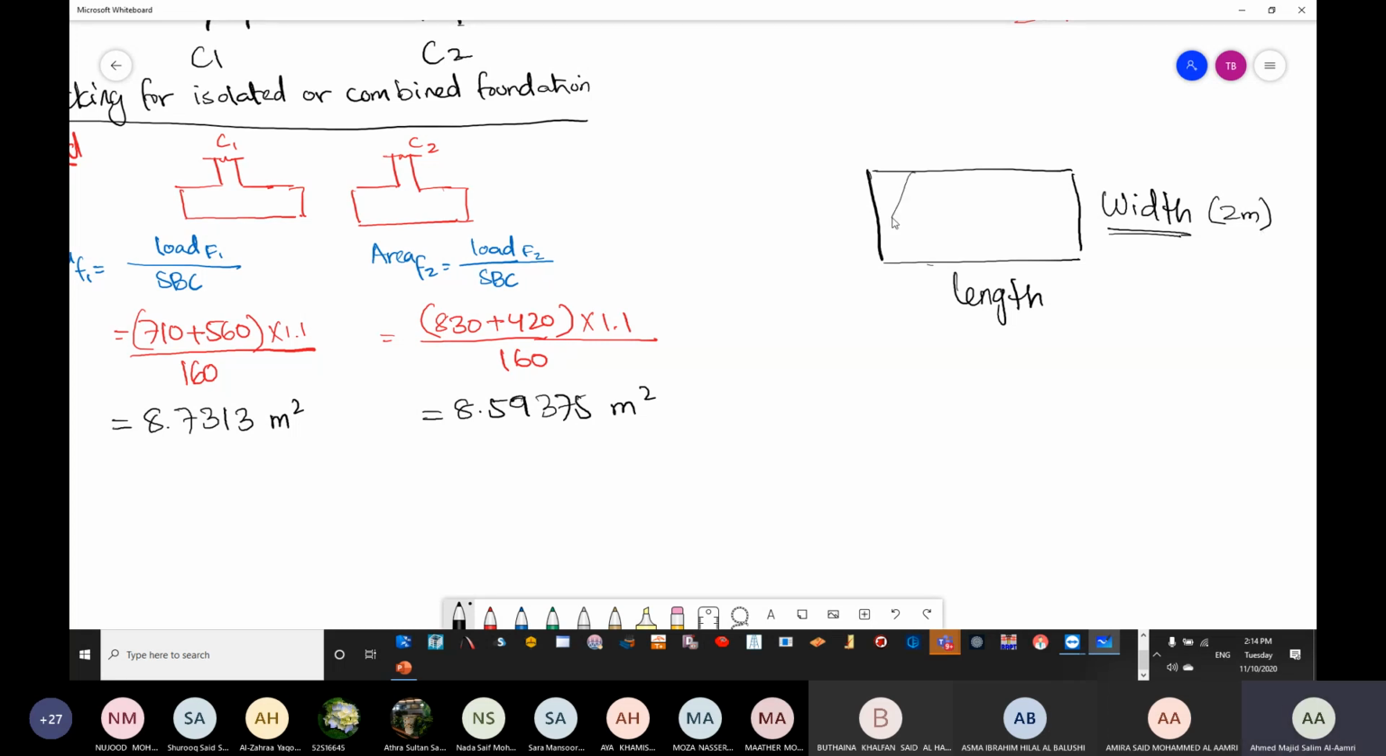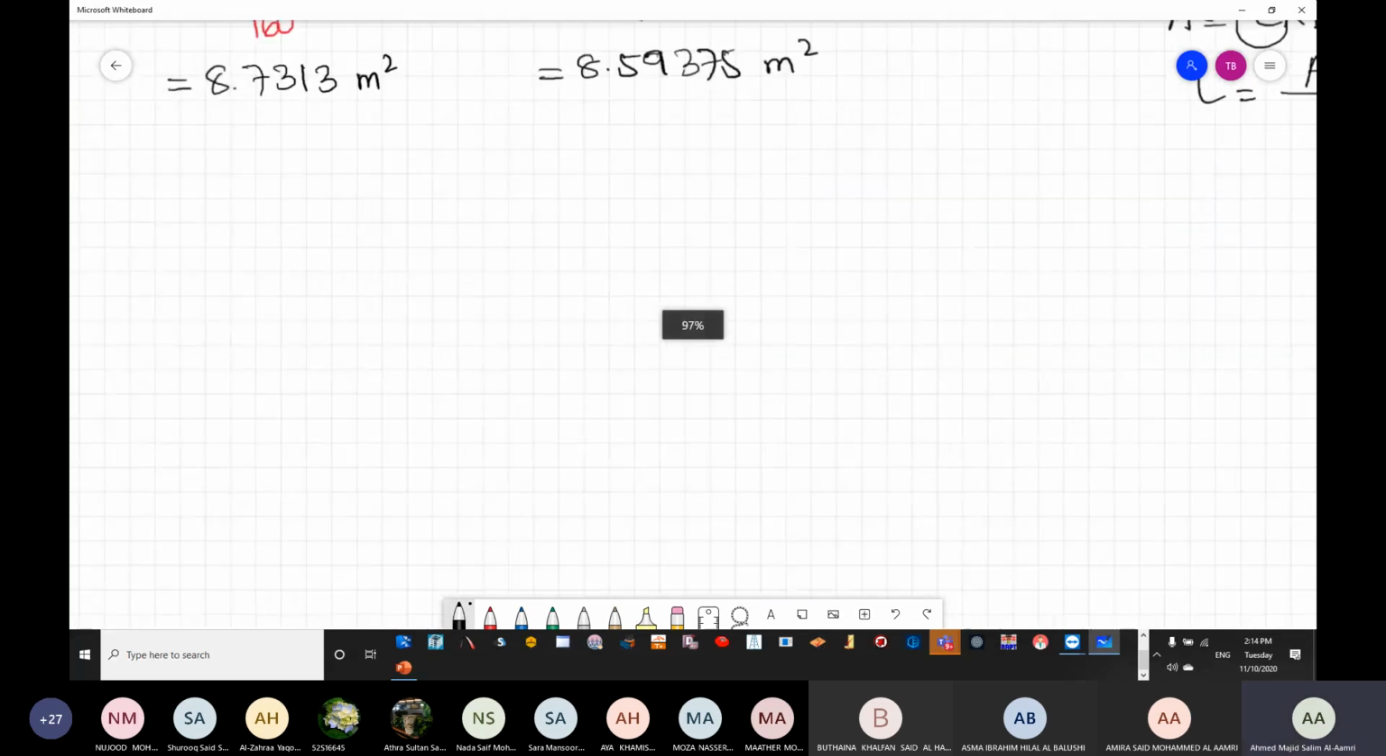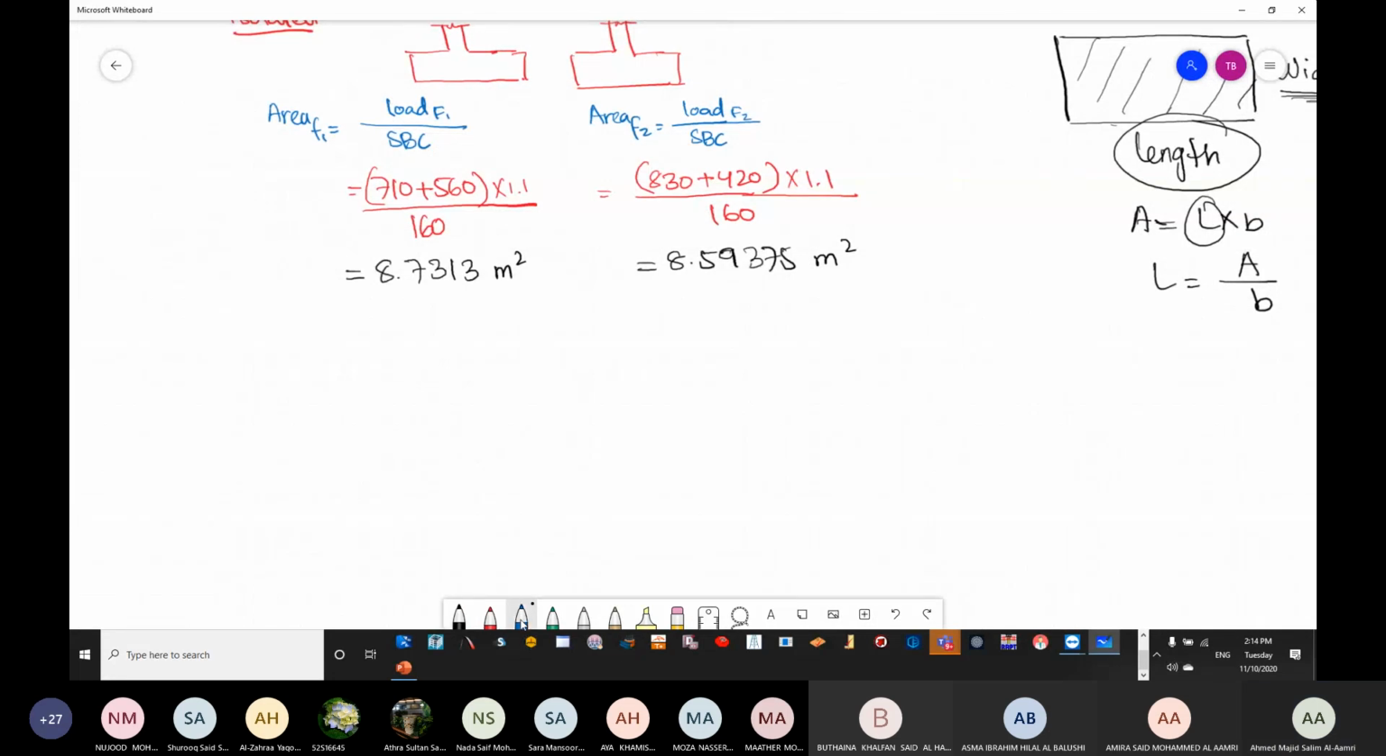So it means now we have the area, we have the width, remaining is the length. So for me, what I know, area is equal to length into width. So if I want to calculate the length, then the length is equal to area divided by the width. So in case of foundation number one, the length required for F1, and then the length required for foundation number two, here we have the area, 8.7313 divided by 2 meters, which is the width. And then here we have 8.59375 divided by 2, which is the width.